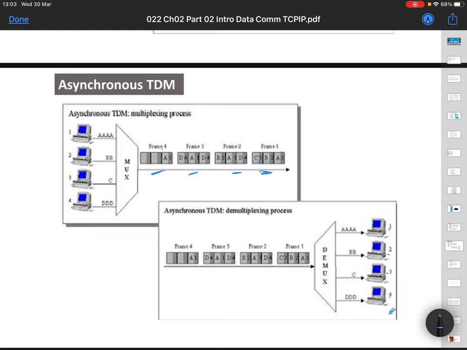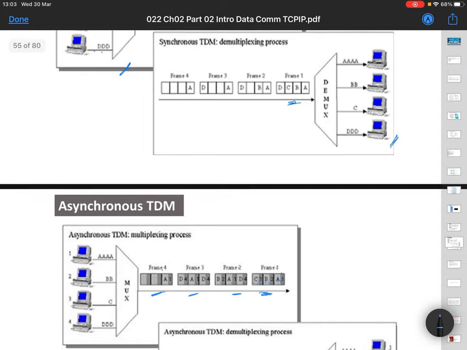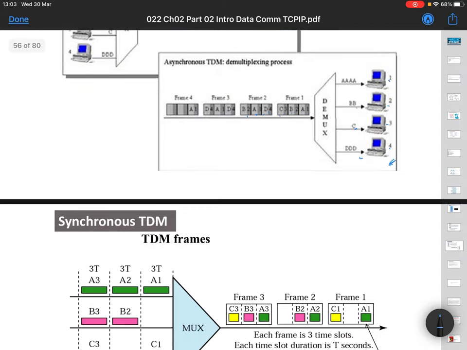Okay, so you have 1A here, 2B here, 3C here, and then 4D here, and then again 1, 2, 3 tak ada. Okay, 3 tak ada, so tak ada. Yang tak ada, tak ada. Okay, so that is the difference between asynchronous and synchronous TDM.